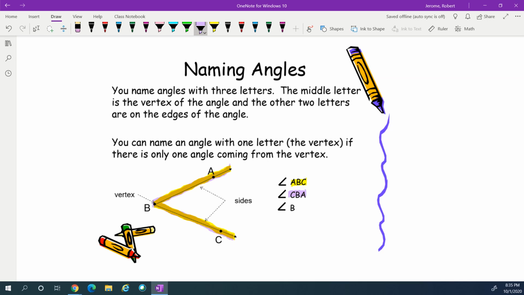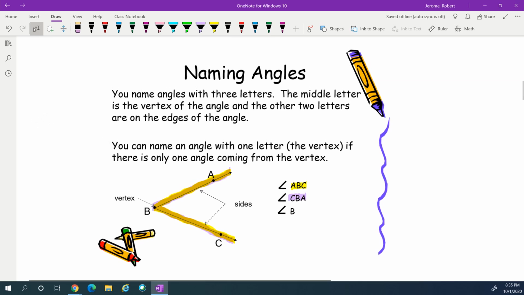We use a point from one side, the vertex, which is the point where it changes direction, the point of it, where it makes a V. So a point from one side, the vertex, and then a point from the other side. And that's how we name an angle. So we use a little angle icon in front of it. And we can call this angle ABC or angle CBA.